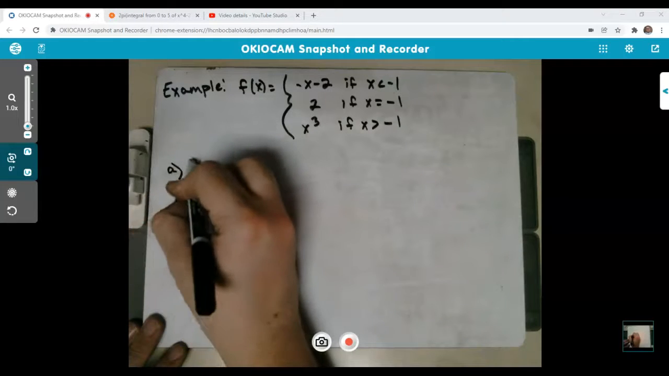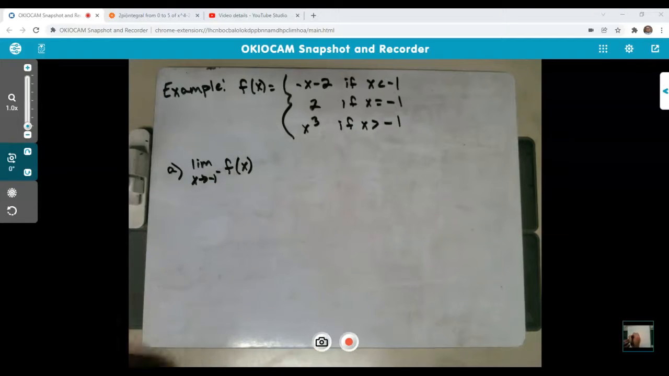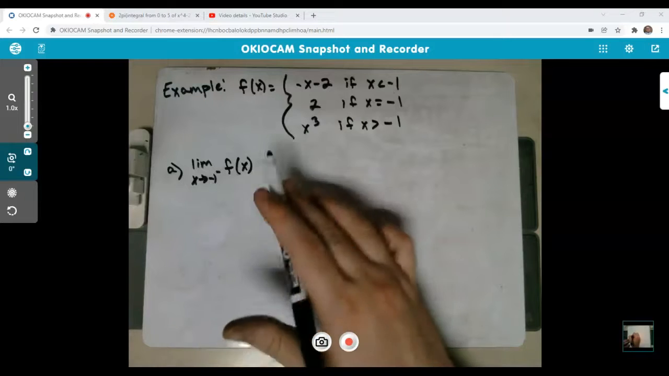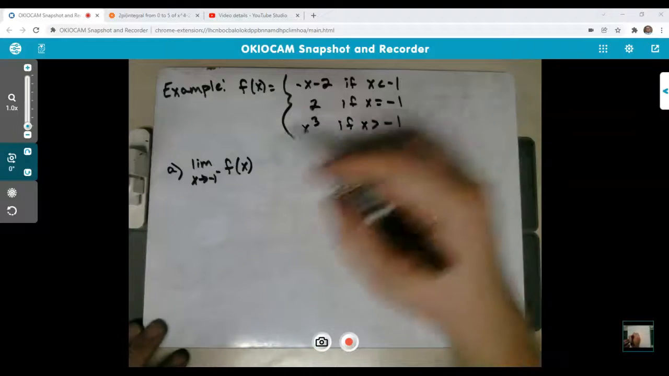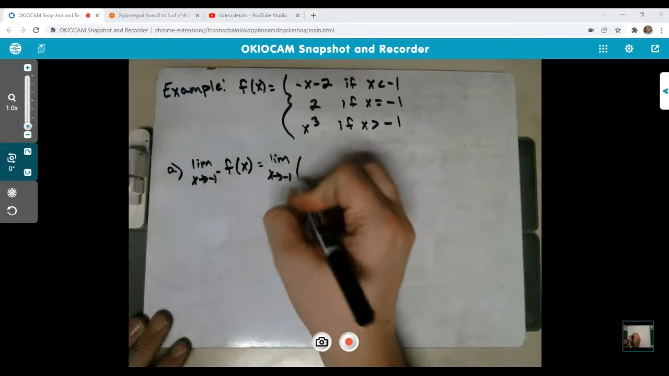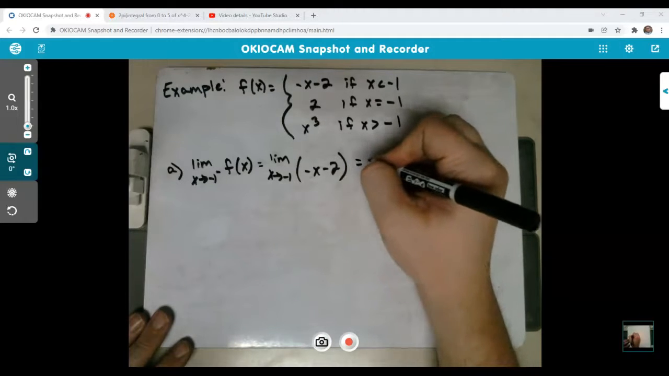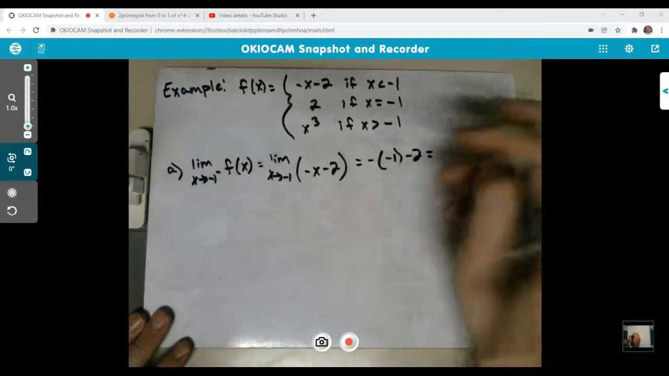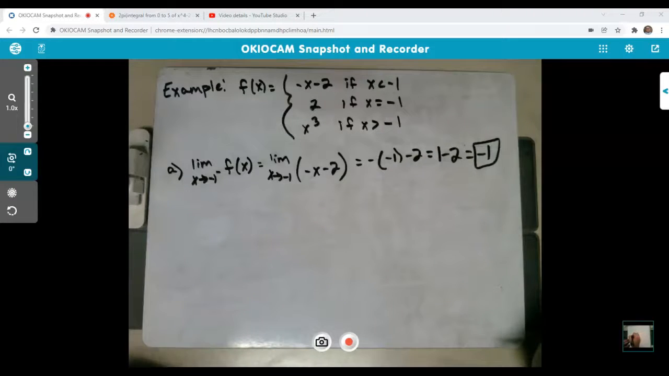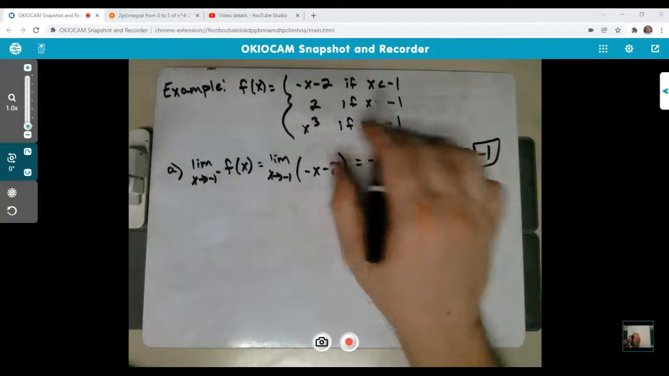So for part A, let's do the limit as x approaches negative 1 from the left. So again, from the left-hand side, I want everything smaller than that, right? So that's my top one. So for the left-hand side, I'm using this one. So that's the limit as x approaches negative 1 of negative x minus 2. So now I can just plug it in. So that's negative 1 minus 2. The minus signs cancel out, so that's 1 minus 2, which is negative 1. Again, for the left-hand side, I'm using where everything is smaller, so that's the top one.